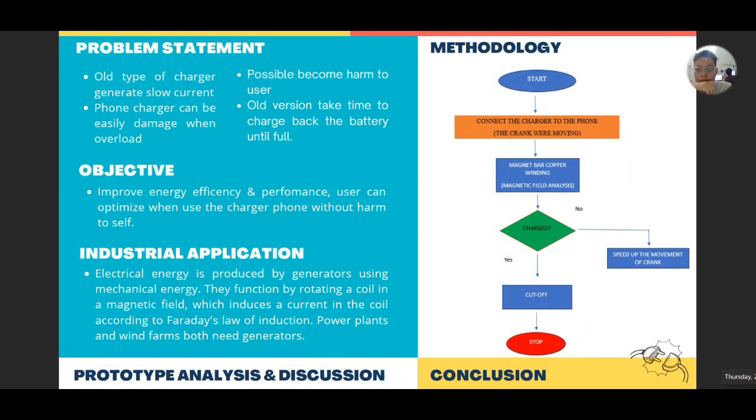Okay, I continue with another part about the problem statement. So what are the problems that we have faced? First, all types of chargers generate slow current, and another one is that phone chargers can be easily damaged when overloaded. Next, they are possibly harmful to the user. And the last problem is that it takes a long time to charge the phone until full.